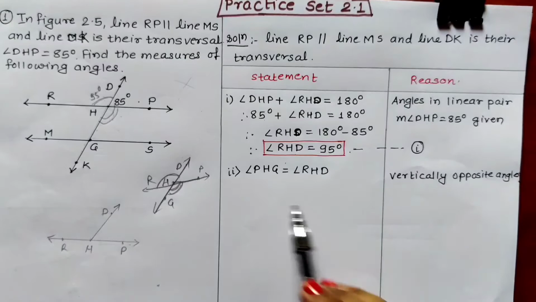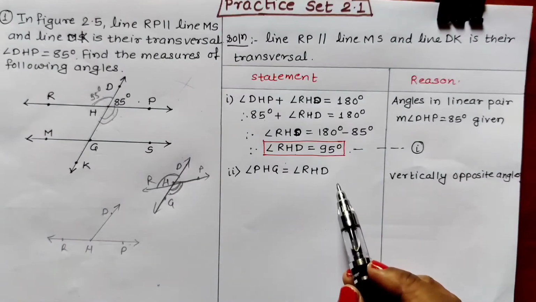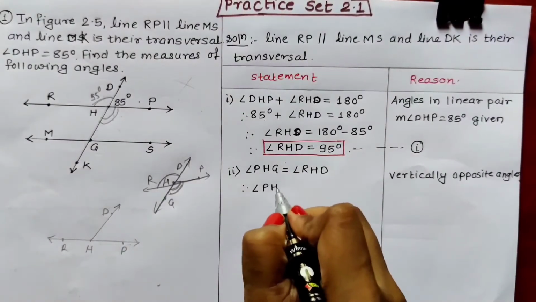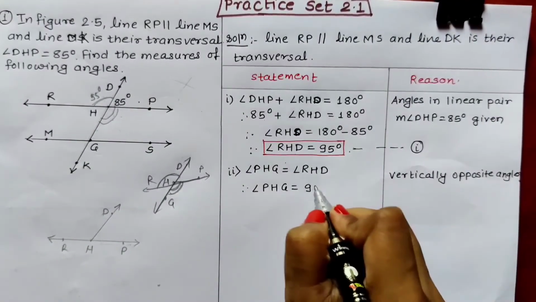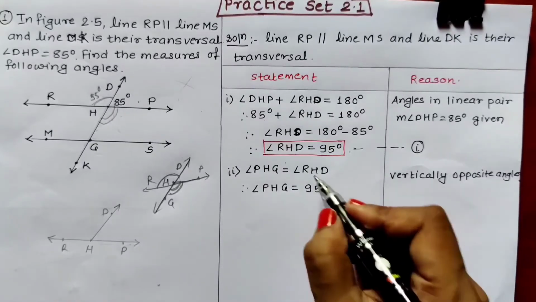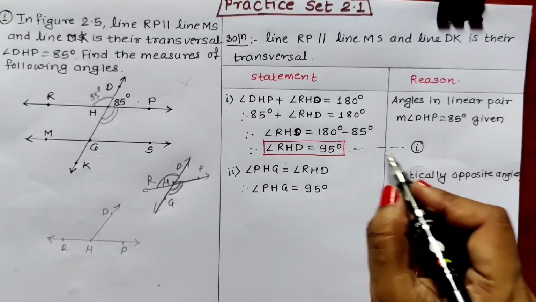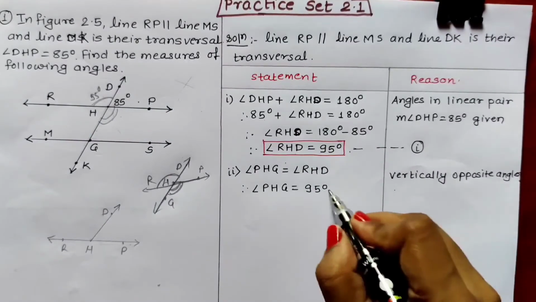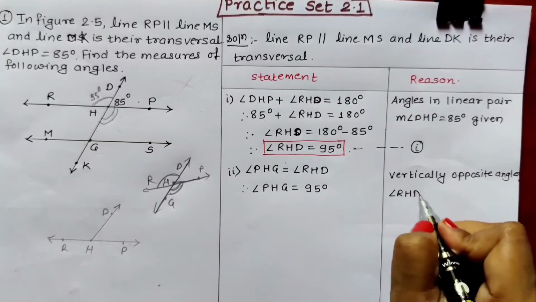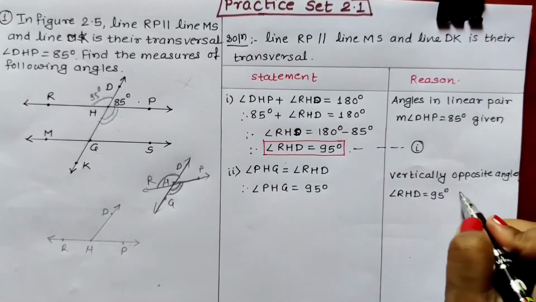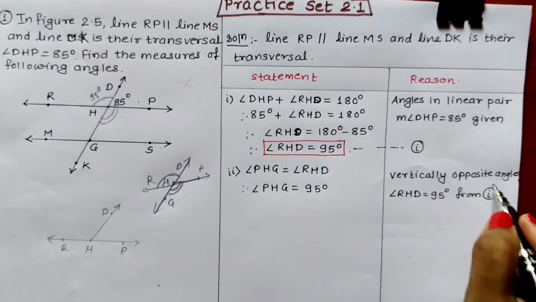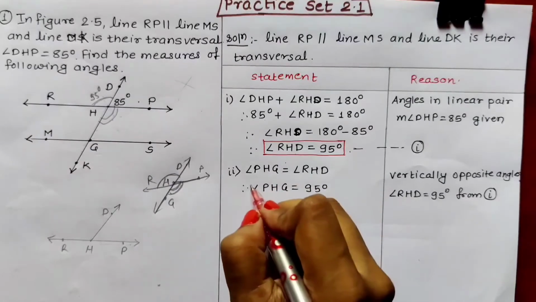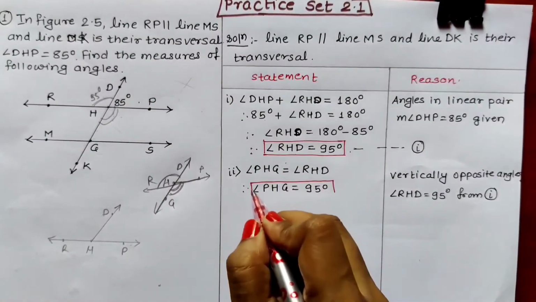Okay, now as these are vertically opposite angles, they are congruent with each other. Therefore, angle PHG is also equal to 95 degree. Why is it 95 degree? Because RHD is also 95 degree, which we have proved in statement number 1. So the reason is RHD is equal to 95 degree from equation number 1. So for the second one also we have got PHG is equal to 95 degree.